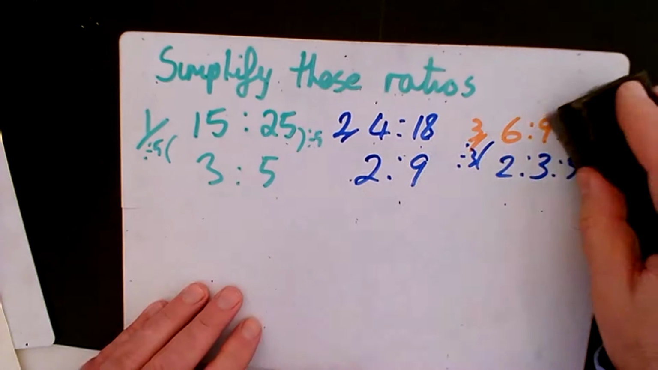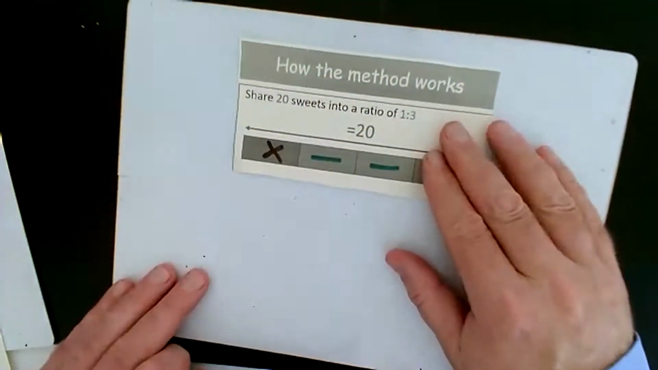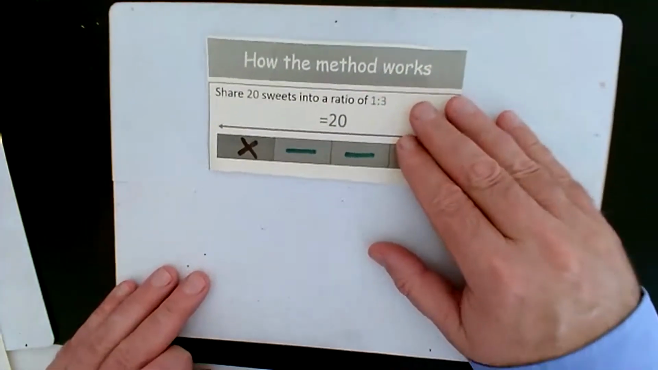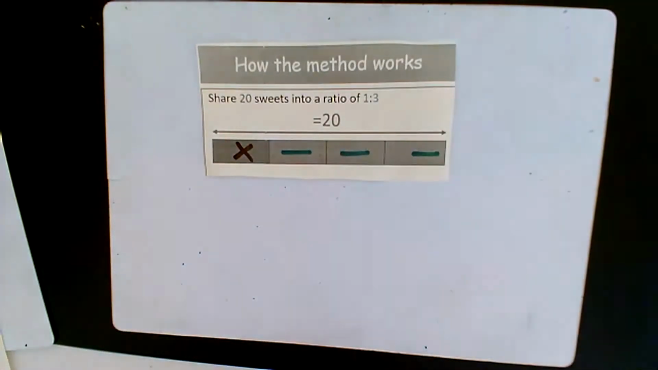Now moving on from simplifying ratios. We will have a little look at this again next time, don't worry. We can put a number into a ratio. So say, for example, I wanted to share 20 sweets in a ratio of 1 to 3.